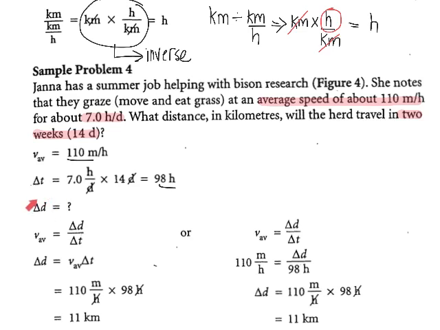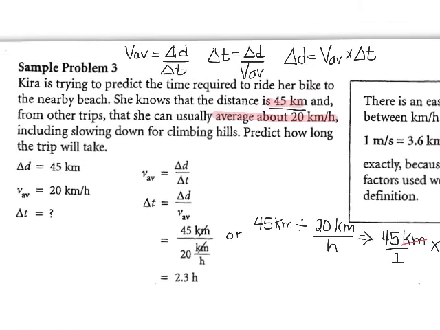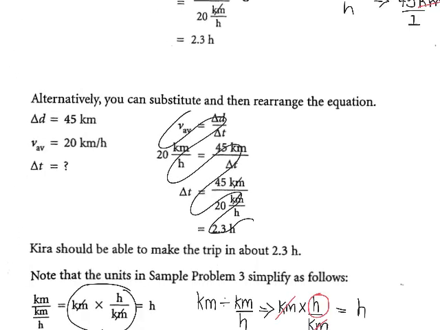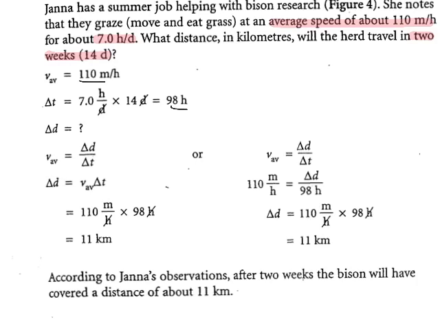So we want to find out the distance in kilometers. We're going to use the formula that we figured out up here at the top. To find the distance, we're going to take the average speed and multiply by the change in time. We have that already here, so all we do is plug in our numbers: 110 meters per hour times 98 hours. We're just going to work it out over here on the side.